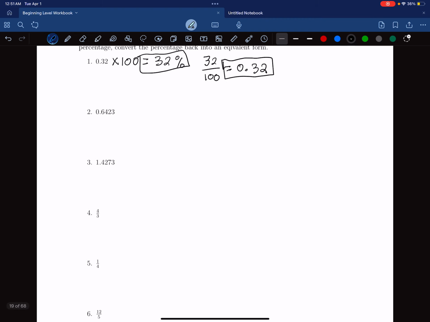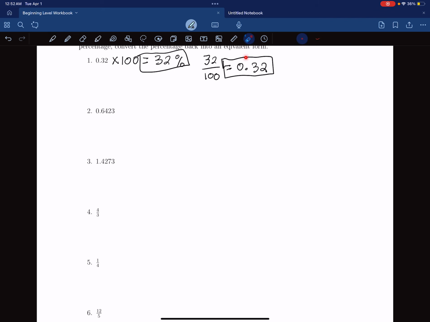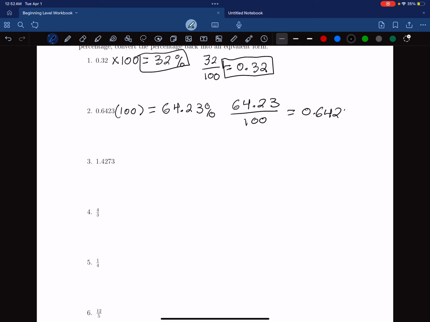Now looking at example 2, I encourage you to pause the video and try this on your own. You're going to use the same exact process as we used for the previous example. Assuming you have given this a try, let's work through it together. We're going to take 0.5423 and convert that into a percentage by multiplying by 100, and that's going to get us 54.23%. Now working backwards, taking this 54.23% back into decimal form, we're going to take 54.23 and divide by 100, and that'll get us 0.5423.